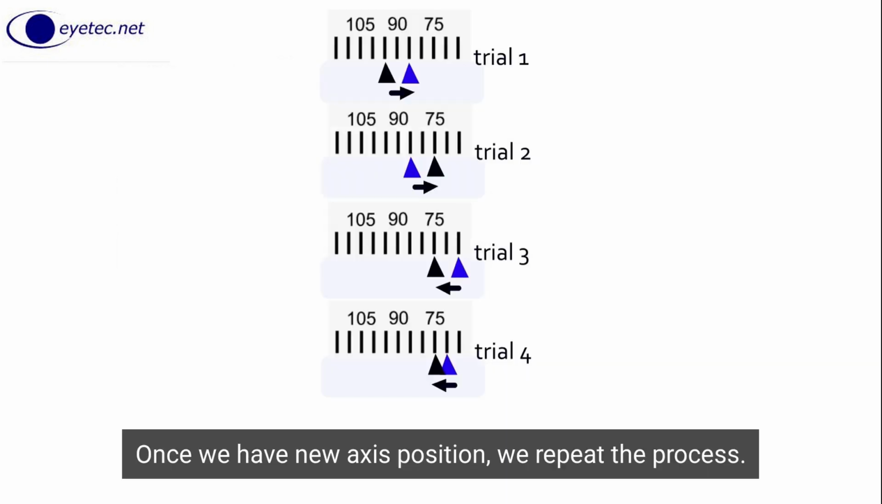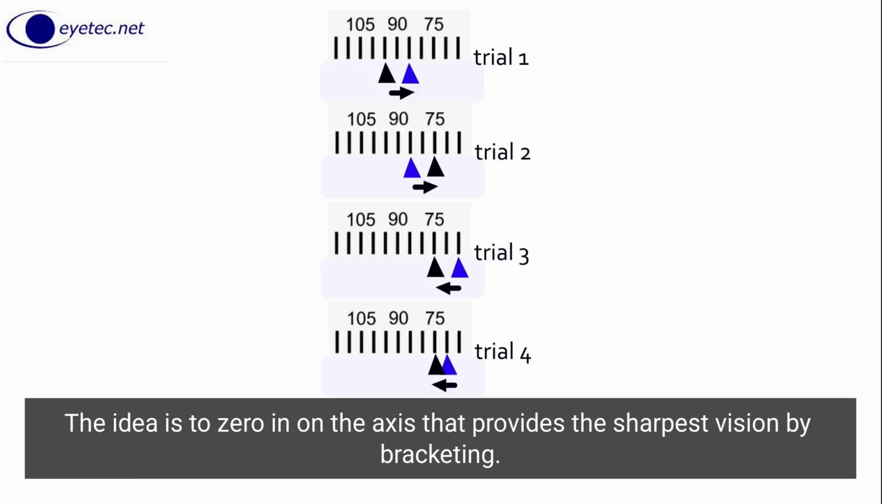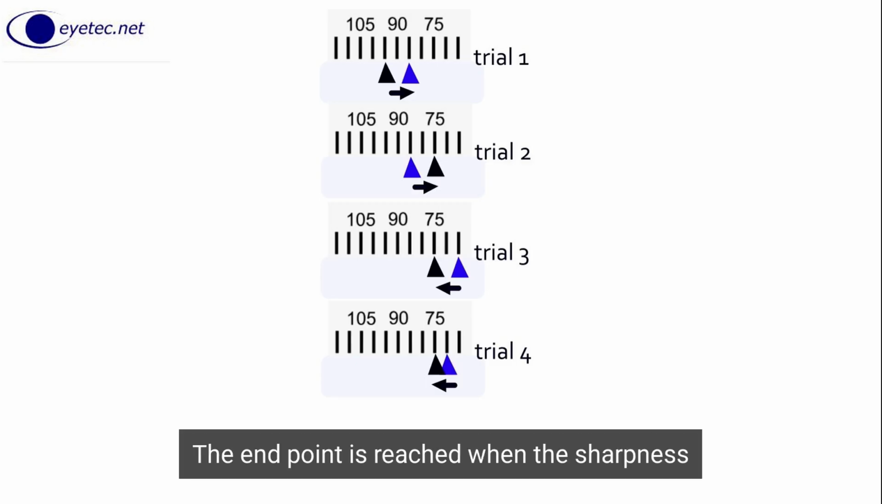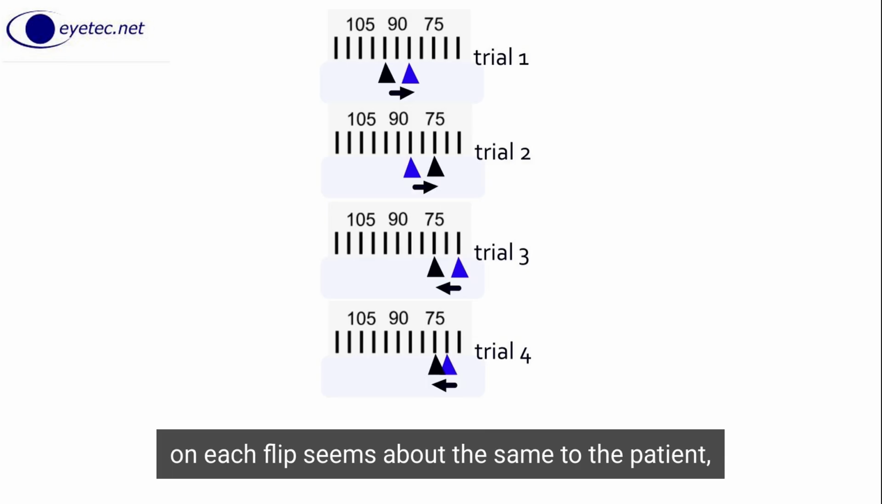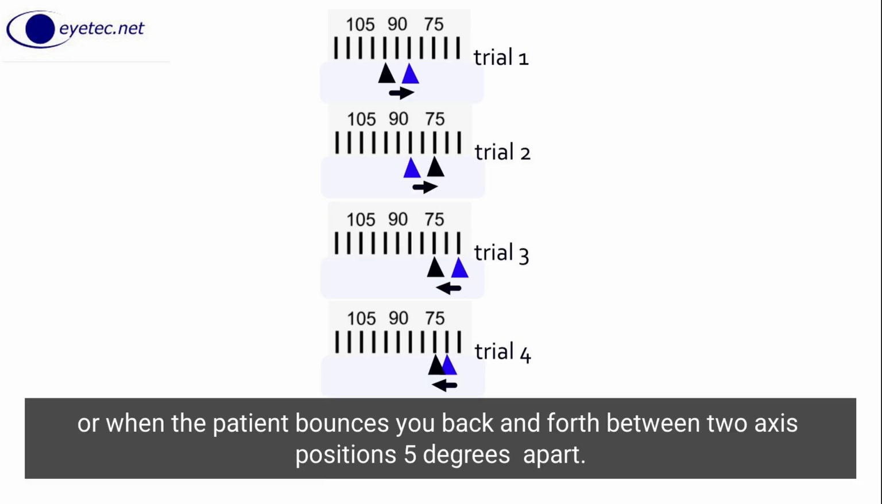Once we have a new axis position, we repeat the process. The idea is to zero in on the axis that provides the sharpest vision by bracketing. The endpoint is reached when the sharpness on each flip seems about the same to the patient, or when the patient bounces you back and forth between two axis positions 5 degrees apart.